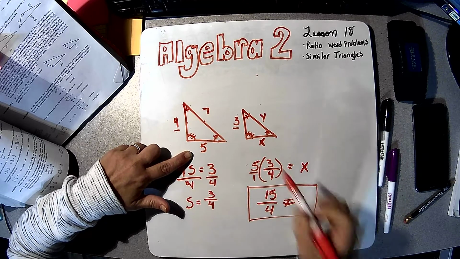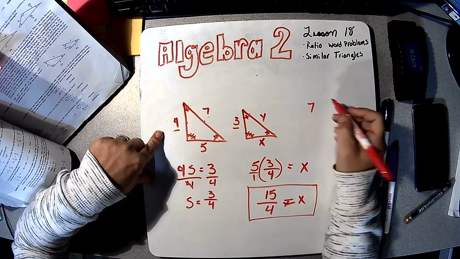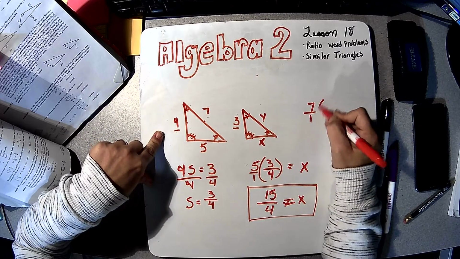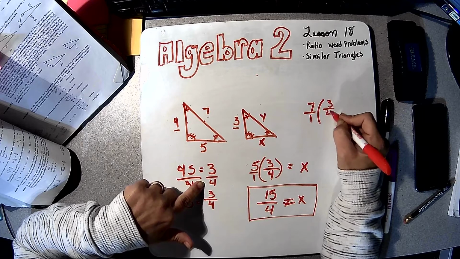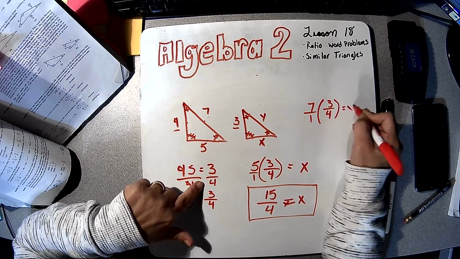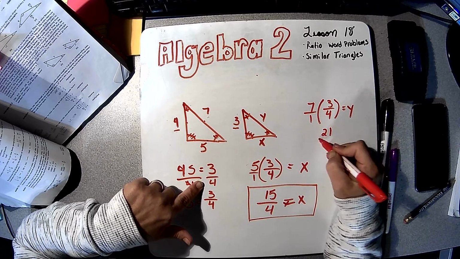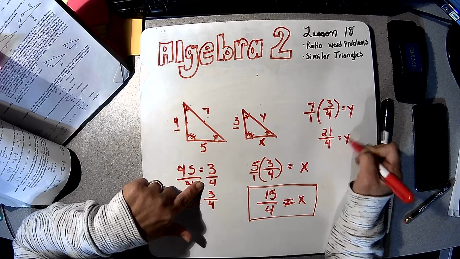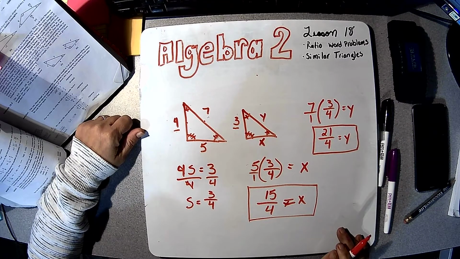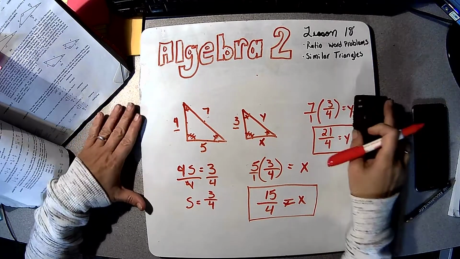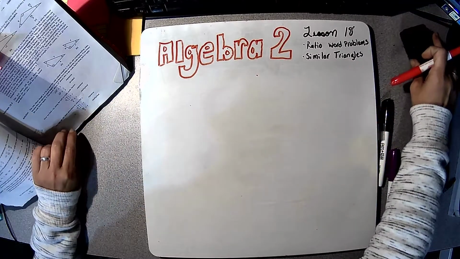Okay. Now we want to find y, and that corresponds to 7. So 7 times our scale factor, which is 3 over 4, equals y. So we just multiply. 3 times 7 is 21 over 4 equals y. And that's the answer to that one. So just figure out your scale factor and then multiply your sides times the scale factor. All right.